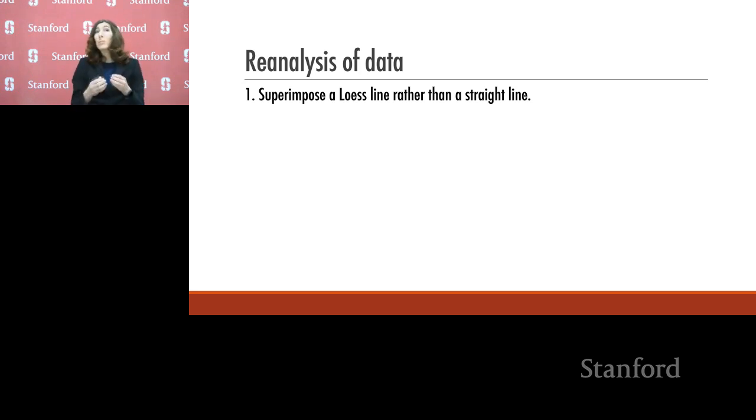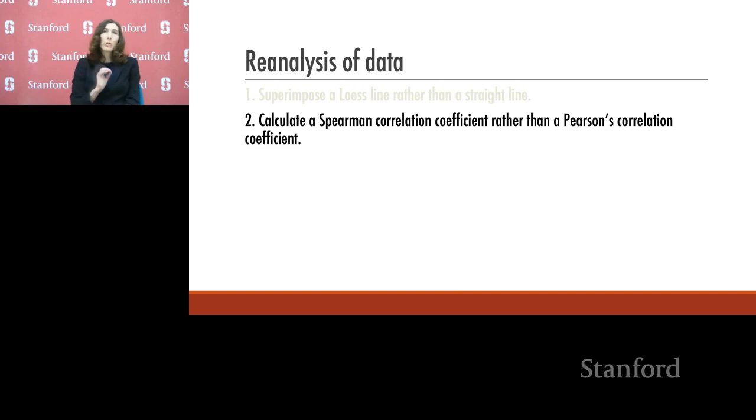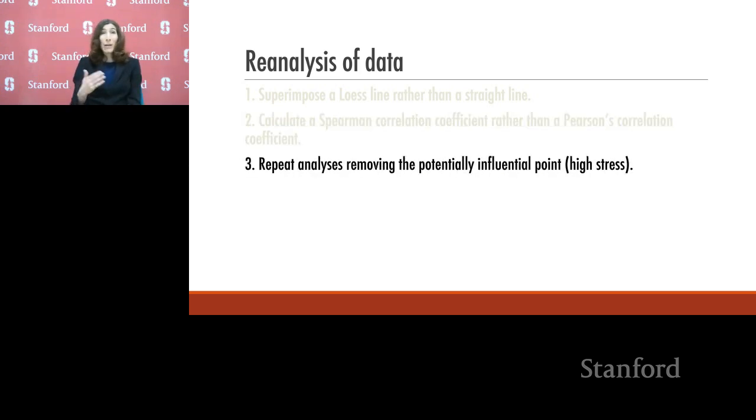And this allows a little bit of curvature and can better reveal the underlying pattern in your data. I also calculated what's called a Spearman correlation coefficient rather than our standard Pearson's correlation coefficient. The Spearman correlation coefficient is based on ranks rather than absolute values, and therefore it's less susceptible to influential points. And then finally, I repeated all of the analyses, removing that potentially influential point so I could gauge just how much influence that one point was having on our analysis.